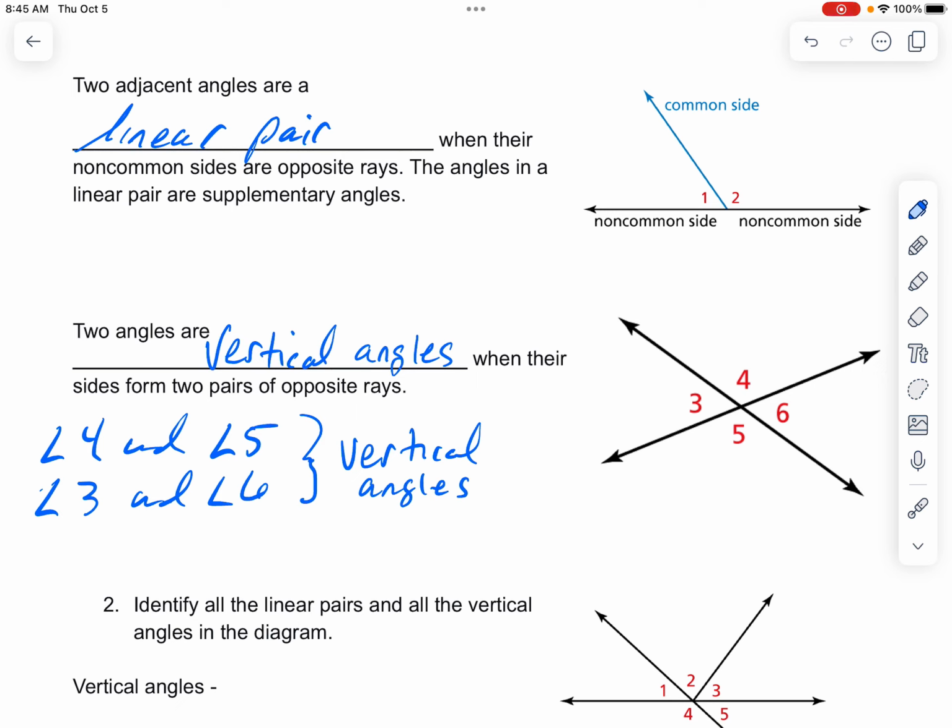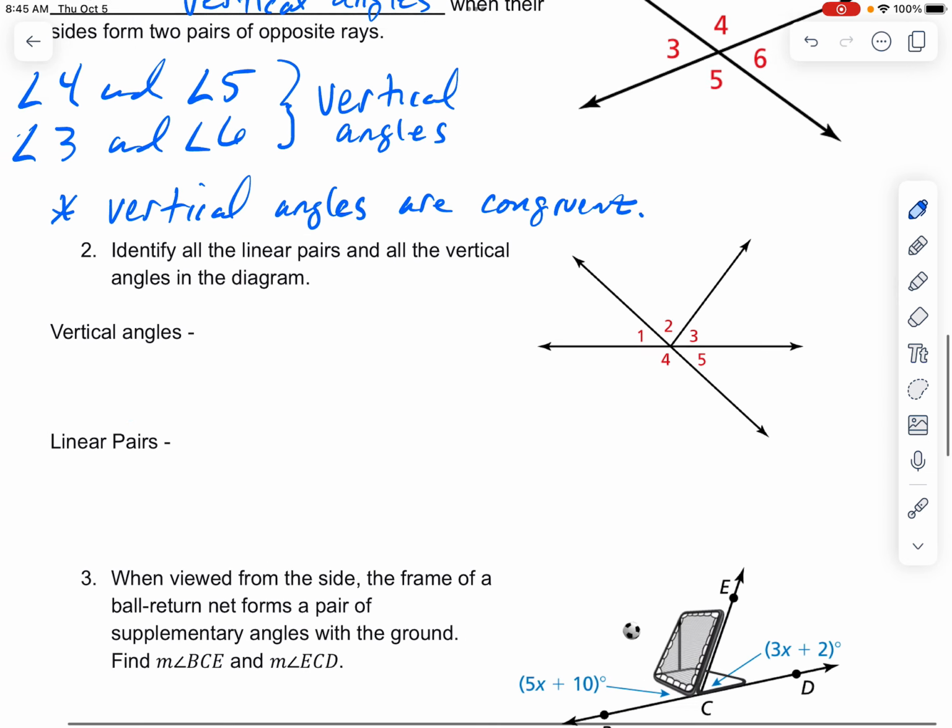There's one more really important thing about vertical angles, which I want to tell you now because I think it'll help your understanding, but we're not going to do a lot with it math-wise until a little bit later. They're always going to be congruent. So 4 and 5, a pair of vertical angles, are always congruent. So vertical angles are congruent. Later on, when you're trying to determine if a pair is vertical, if they don't look like they're the same size, then you're probably making a little mistake somewhere.